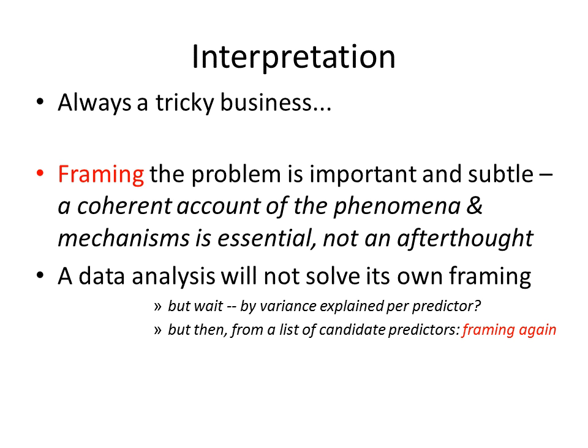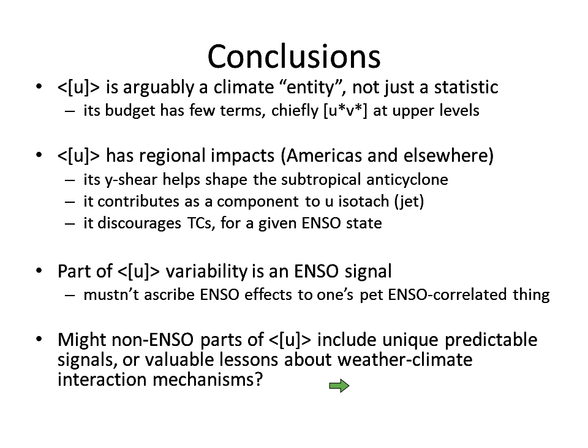So we're a little bit new to this. Some of you are much more experienced than me, I'm sure, about all this, but we're stabbing around. Basically, we're trying to argue that this zonal mean barotropic momentum is arguably a meaningful climate entity and not merely a statistic. It's because its budget has few terms, and chief of those is these eddy momentum flux effects that are interesting to study.